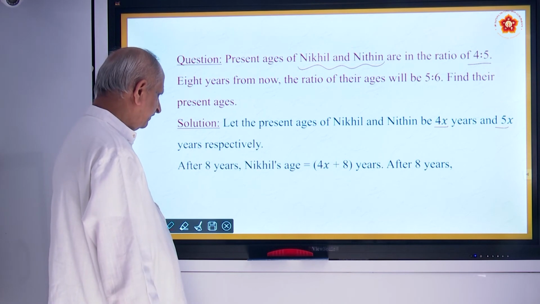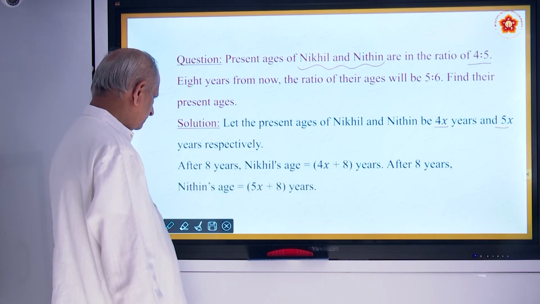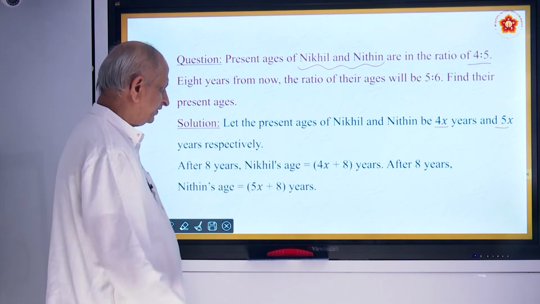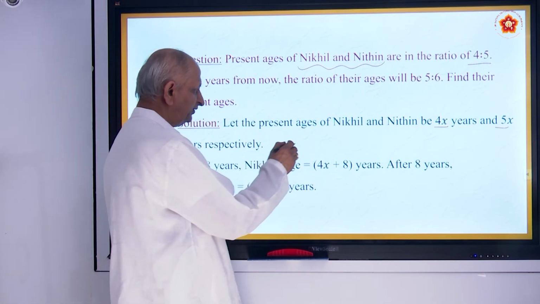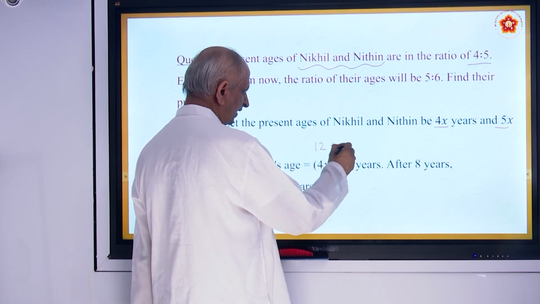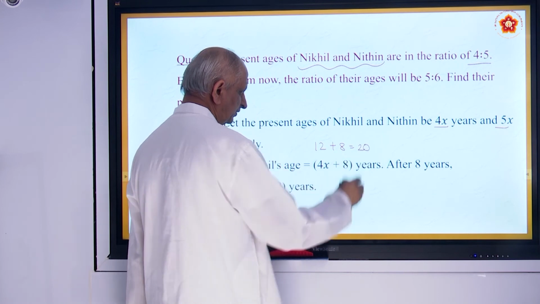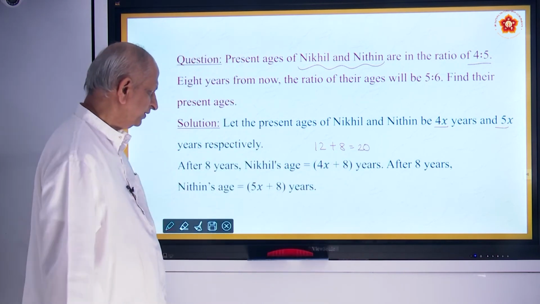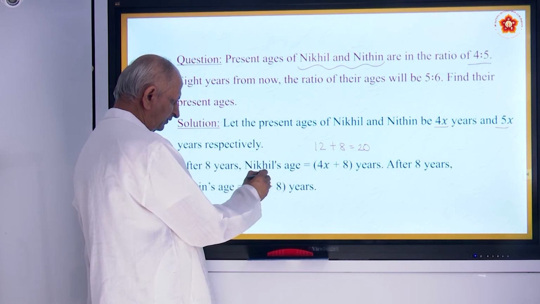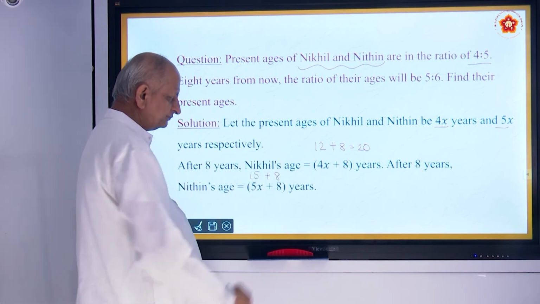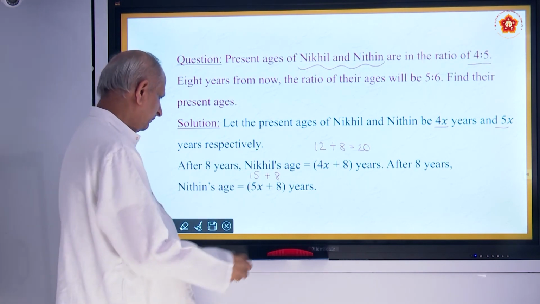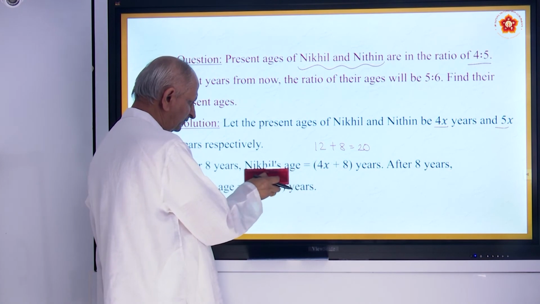And after 8 years, Nitin's age is 5x plus 8. For example, if Nikhil's age is 12 years now, after 8 years how much does it become? 12 plus 8, 20. Similarly here, if his age is say 15 years plus 8. After, meaning in future; before means you must take it as minus.